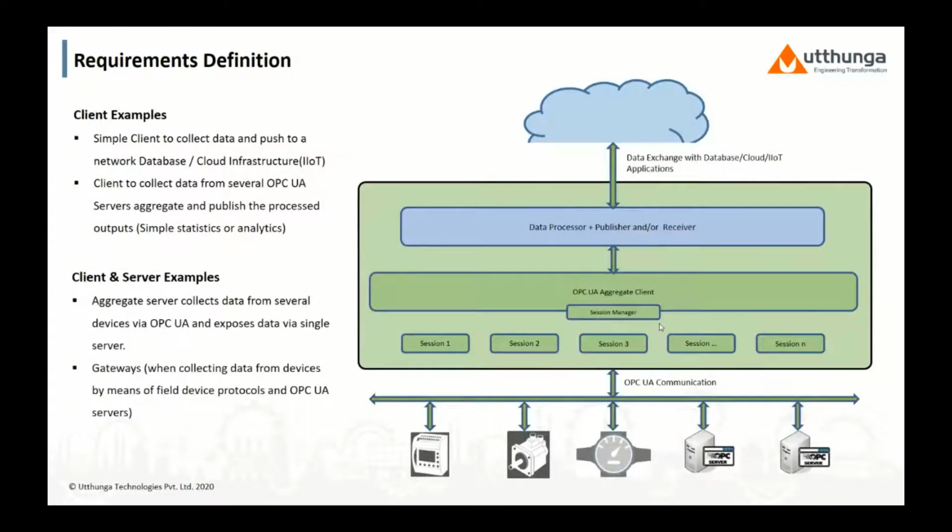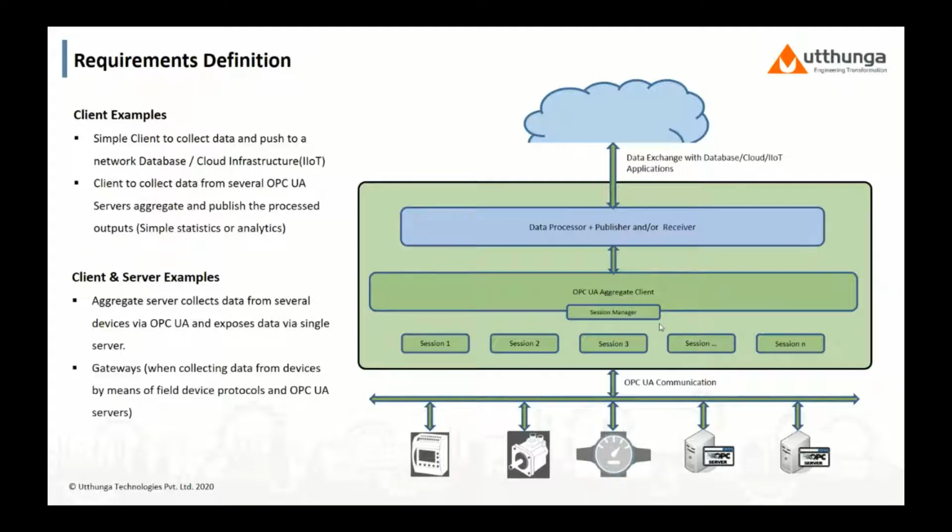Client examples are data loggers or simple IoT clients, where an OPC UA client connects to a server, gathers the data, and publishes it to the cloud over MQTT or AMQP, or even using an OPC UA PubSub publisher as well. So there are different client and server examples.